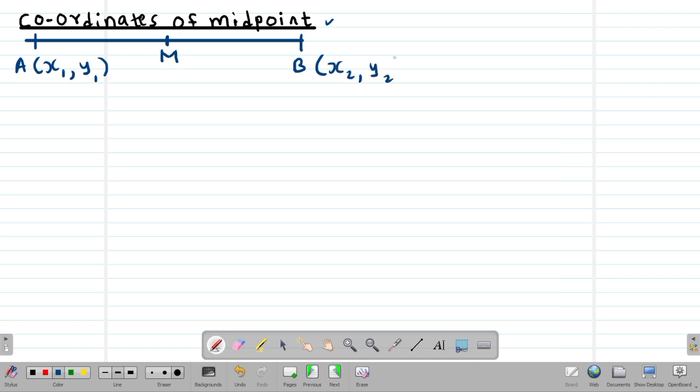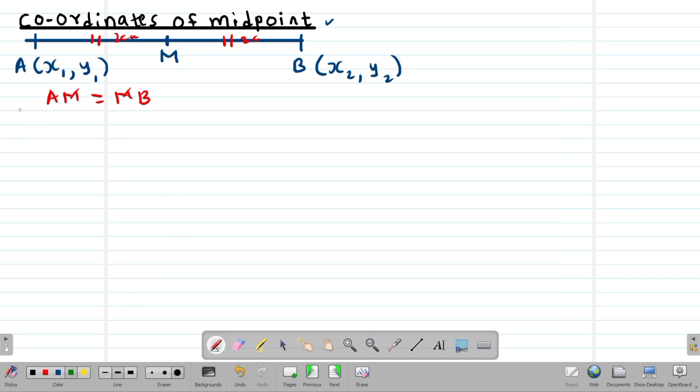Remember, when we talk of the midpoint, it simply means that the distance MB is equal to the distance AM. So if M is the midpoint, the distance AM must be equal to the distance MB. For example, if AM is 2 centimeters, then MB must also be 2 centimeters for M to be considered the midpoint of this line AB.